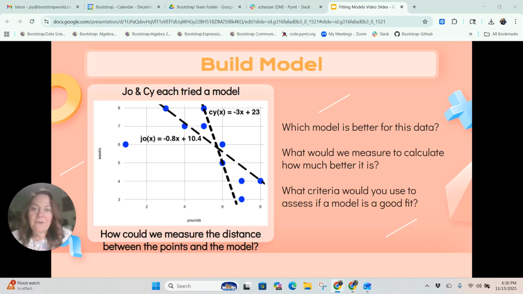Just talk with the students first. Of these two models, what would you do to try and decide if Joe's was better than Cy's? How would you measure? What would you measure? And get them to talk.